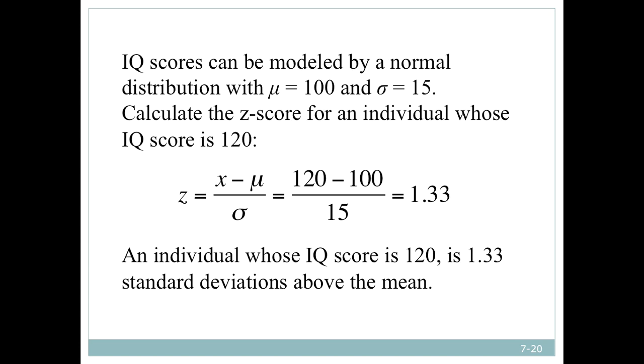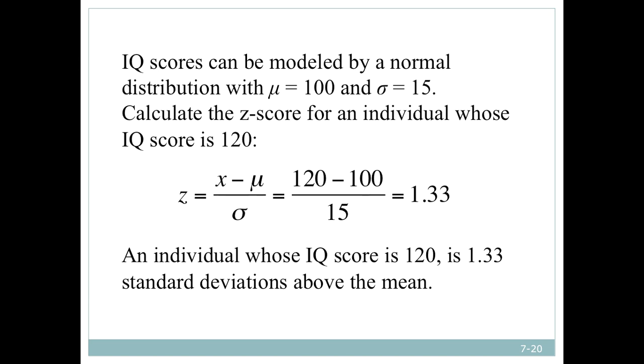So let's take a look at an example here. IQ scores can be modeled by a normal distribution with a mean of 100 and a standard deviation of 15. And we would like to calculate the z-score for someone whose IQ score is 120.